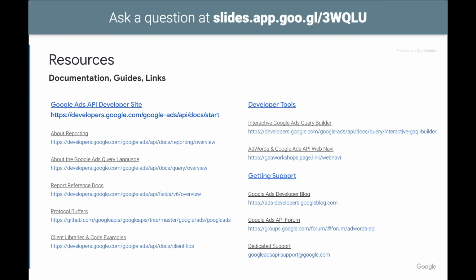On the top right, we have some developer tools. There's the link to the interactive Google Ads Query Builder again. We also have a tool called the AdWords and Google Ads API Web Navi. This is a Chrome extension where, if you're in the UI of Google Ads, it'll give you pointers to links to pages in the reference documentation related to the fields that you're looking at on that given page.